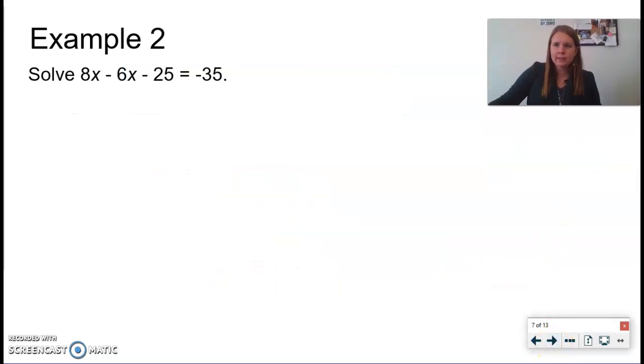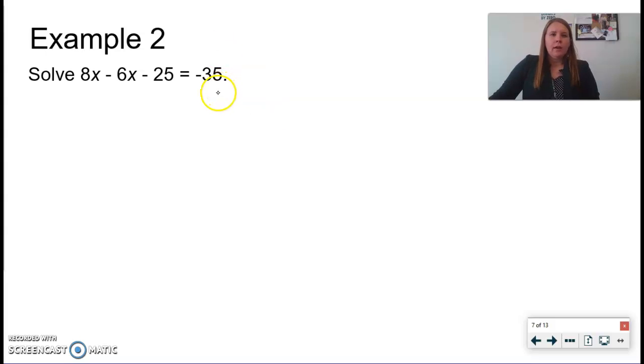All right, so let's look at example 2. Again, all the direction says is solve. I'm solving for that variable, which is x, and I've got this equation of 8x minus 6x minus 25 equals negative 35. Well, if I'm looking at this and remembering about simplifying my equations, I can only simplify or combine things that are like terms. In this case, I have an x and an x.